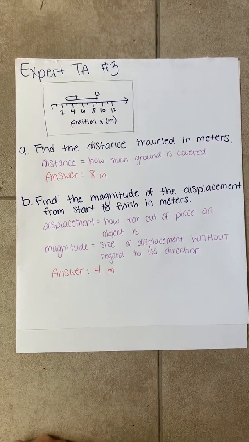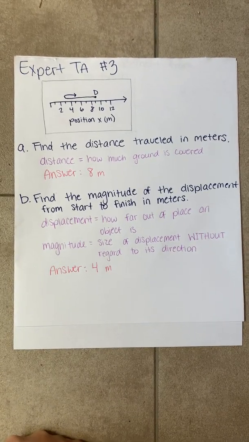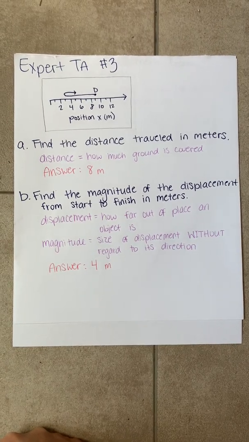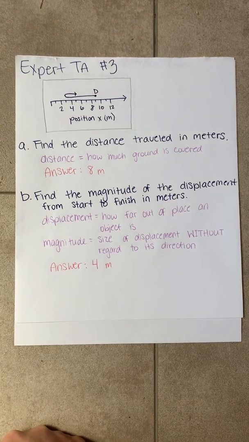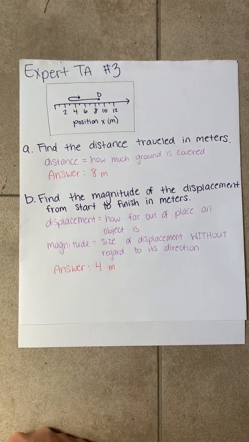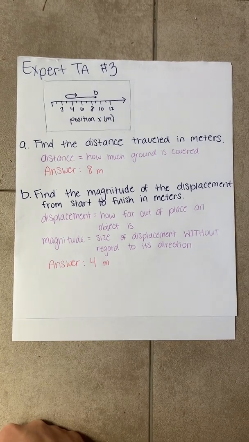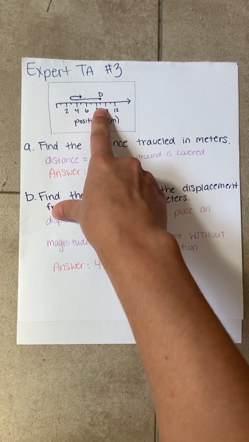So the first question for number 3, part A, is find the distance traveled in meters. So distance is how much ground is covered. So that is really just the total amount that we have traveled. So it doesn't matter what direction we've gone in or if we've backtracked. So as you can see, this starts at spot 9.